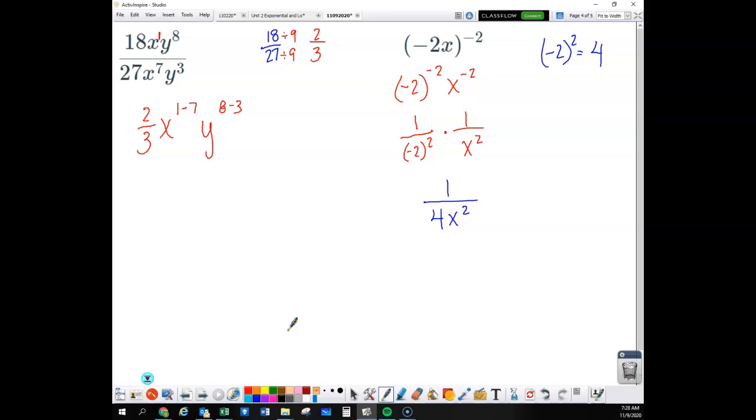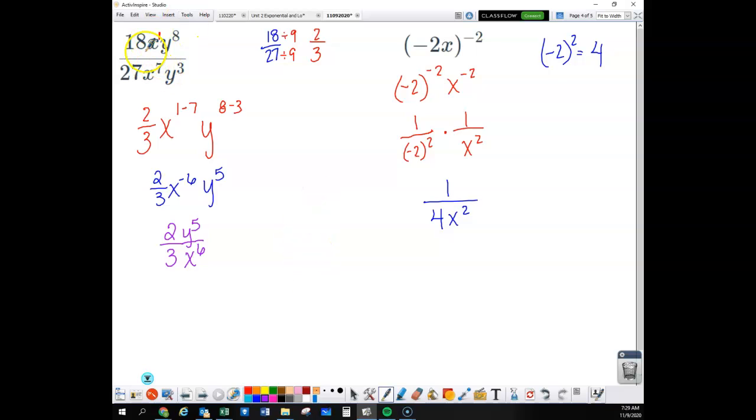Yeah, I was going to bring that up right now. So 1 minus 7 is negative 6. So 2/3 x to the negative 6, and then 8 minus 3 is 5, so y to the power of 5. I have a negative exponent, so that means it's going to go into the denominator. All right, so it's going to be 2 over 3. The y to the 5th power is going to stay in the numerator, and then the x to the negative 6 is now going to be in the denominator, x to the power of 6.